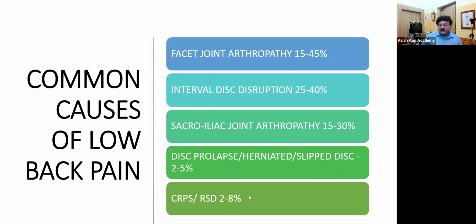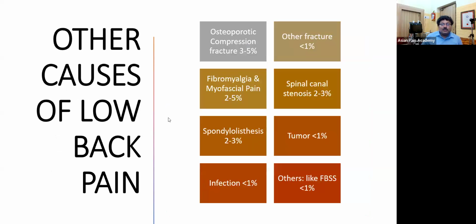CRPS or the reflex sympathetic dystrophy, basically the previous name was CRPS type 1, constitutes around 2 to 8% of patients. Now, coming to the other causes: osteoporotic compression fracture, around 3 to 5% of cases; other fractures less than 1%; fibromyalgia and myofascial pain around 2 to 5% of patients; spinal canal stenosis around 2 to 3%; spondylolisthesis 2 to 3%; tumors less than 1%; infection less than 1%; and others like Feldback are also less than 1%.